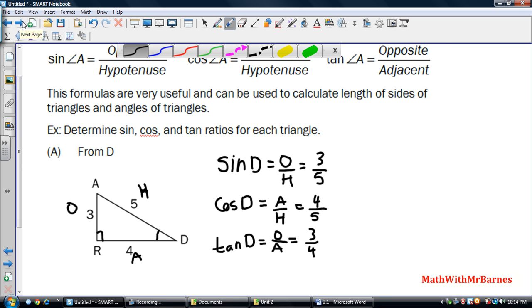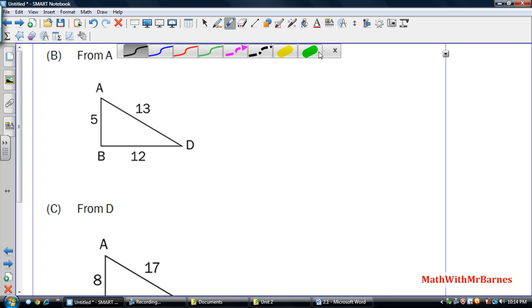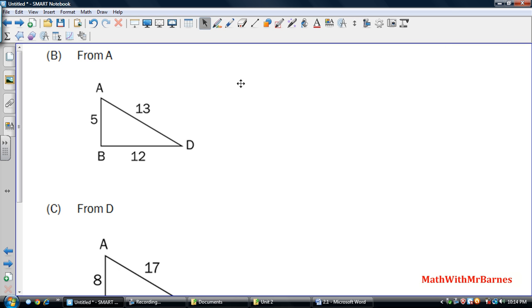Alright, so there's 2 more here, guys. I'll do the next one, and you guys will get C for me on your own. So let's try to label this guy again. We're doing it from angle A this time, so up here. Then my right triangle is here. This is my hypotenuse, this is my opposite side, and this is my adjacent side. So don't get the A's confused. They're completely different. It is what it is.